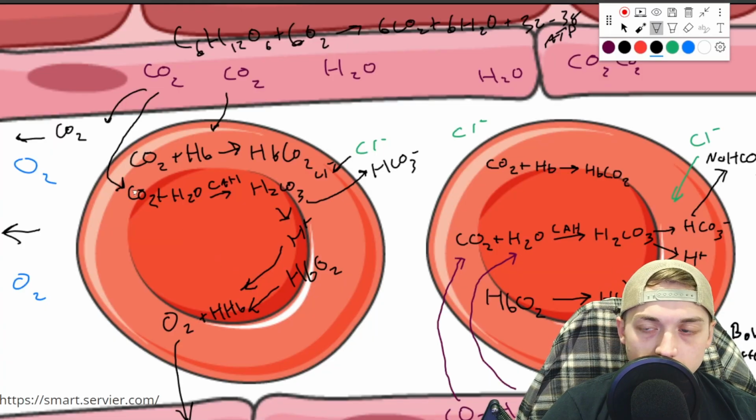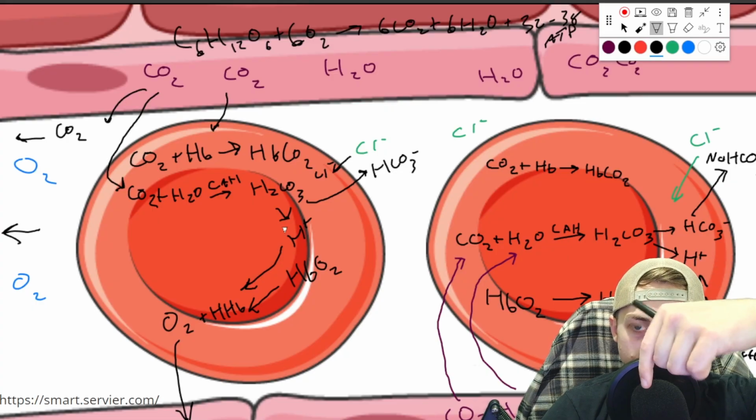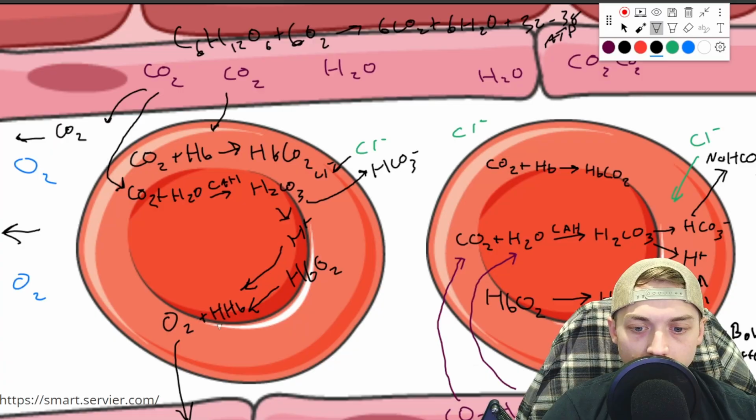Now, let's talk about like the Bohr effect, right? So if there's more CO2 up here, that means that there's going to be more hydrogen ions over here, which is going to lower your pH. And if your pH is lowered, well, guess what? Think about it. Your hemoglobin is really going to want to get rid of that oxygen molecule so that it can take this hydrogen ion and transport it back up to the lungs to get rid of it.